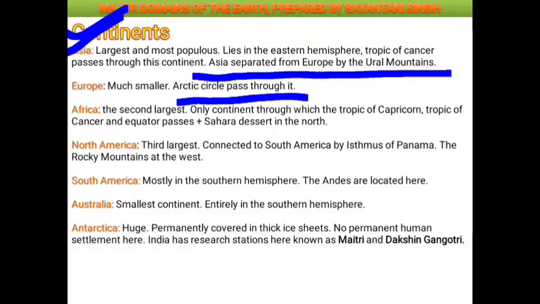Next one is the smallest continent, that is Australia. It lies entirely in the southern hemisphere. And the last one is Antarctica, permanently covered with a thick ice sheet, and there is no permanent human habitat. India has started research stations there, known as Maitri and Dakshin Gangotri.